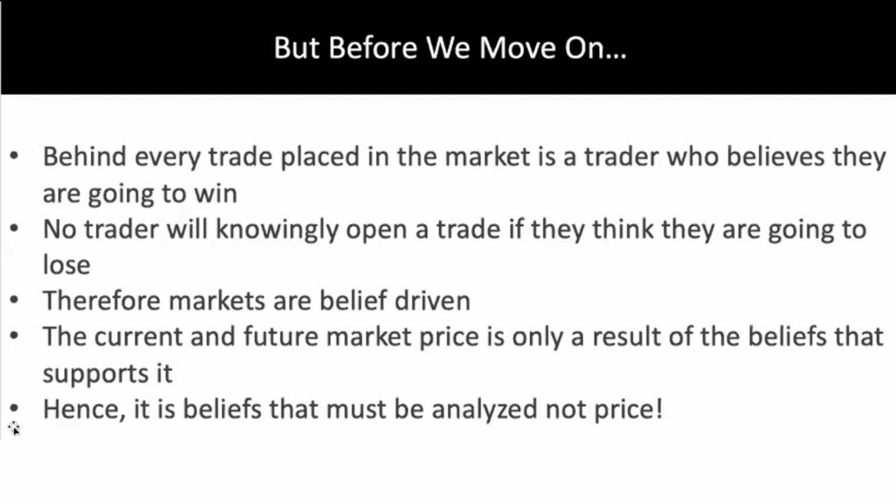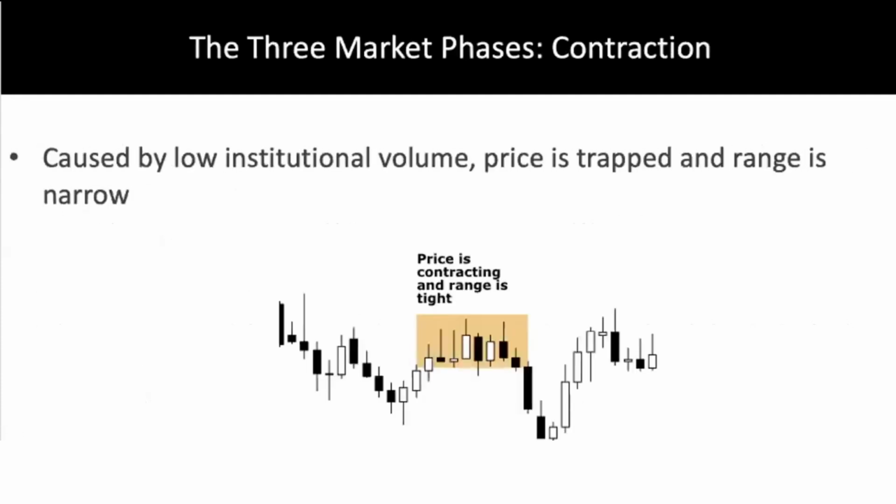Now let's get into the first phase, which is the contraction. Normally in this phase, what you see is caused by low institutional volume. That means the institutions are not very interested in taking a position. This kind of scenario happens during ECB (European Central Bank) conferences or Bank of Japan conferences. Basically, the market is not moving much because the market is not sure yet.